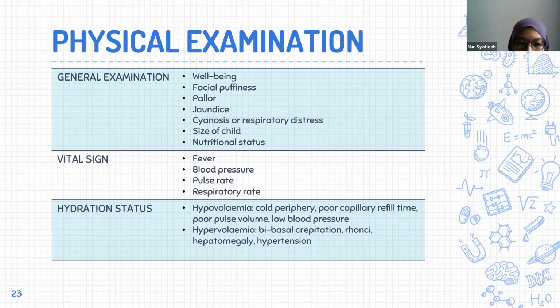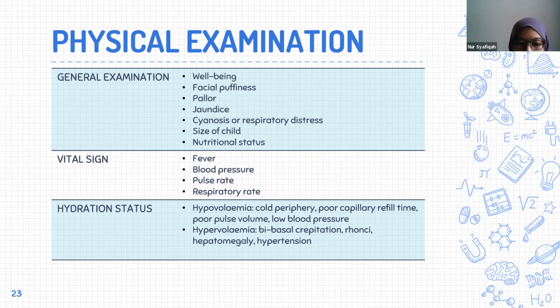And then proceed to the vital signs, where there will be fever if the nephrotic syndrome is associated with infection. And also for the blood pressure, it can be hypertension or hypotension. However, hypertension is more common in glomerulonephritis and also nephritic syndrome. And also we need to assess for the pulse rate and also respiratory rate.